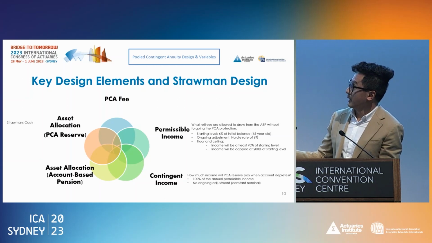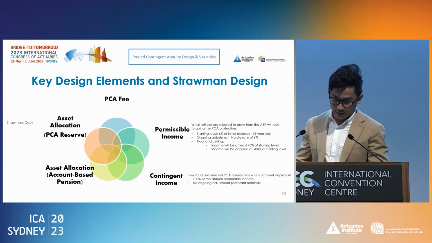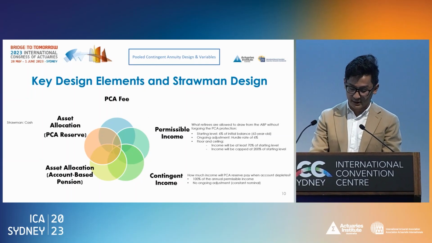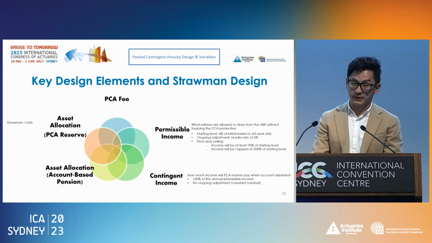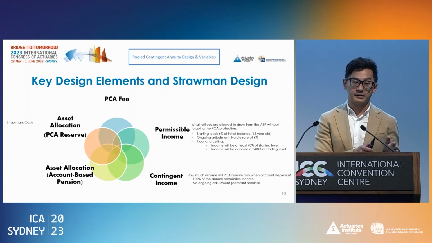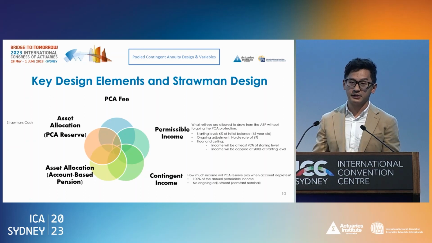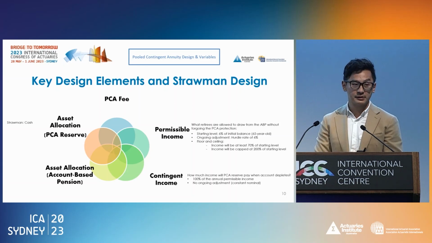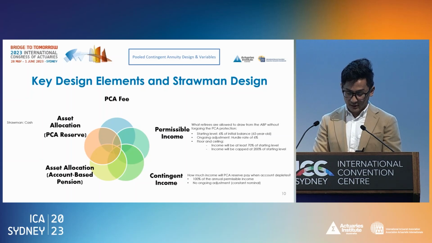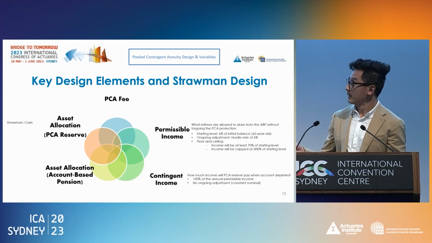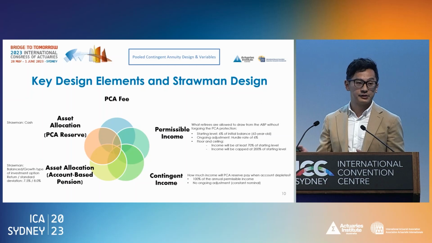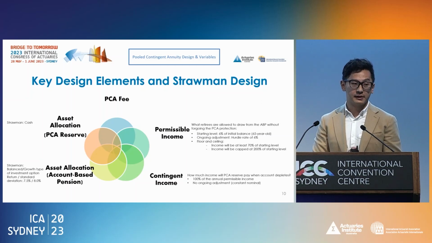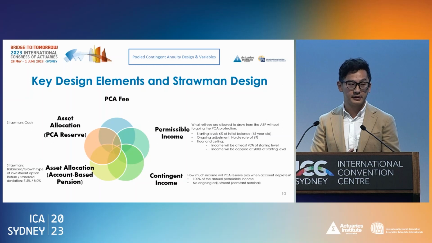There are also the other two design elements I want to talk about quickly. The investment strategy of the PCA reserve is quite an interesting one because of the long duration between when the fees are received and when you expect to pay the contingent income. So there's a lot of space for the product provider to optimize the investment strategy. For our purpose, we chose cash as the investment strategy, but given that long duration and the compounding interest, if you invest it more aggressively, you can potentially reduce the cost quite significantly.